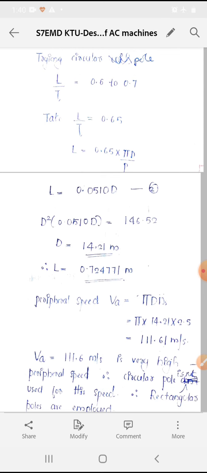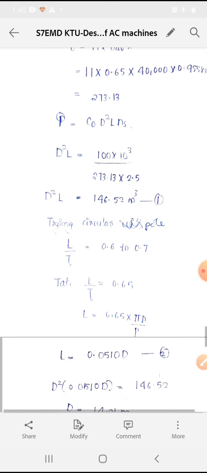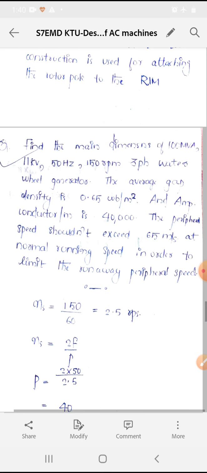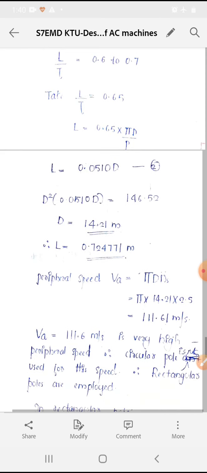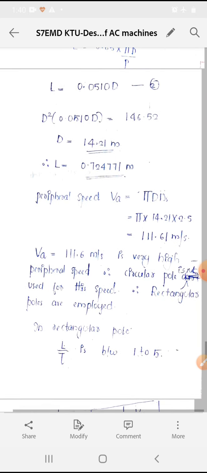Next we have to find out whether this is the actual dimension or not. For that we are going to find the value of peripheral speed. V is equal to pi D ns. Substituting the value of D in this equation, we got peripheral speed as 111, which is very high. In the question it is given as only 65 meter per second, so it is very high, so we are not going to use a circular pole. So next we are going to employ a rectangular pole.